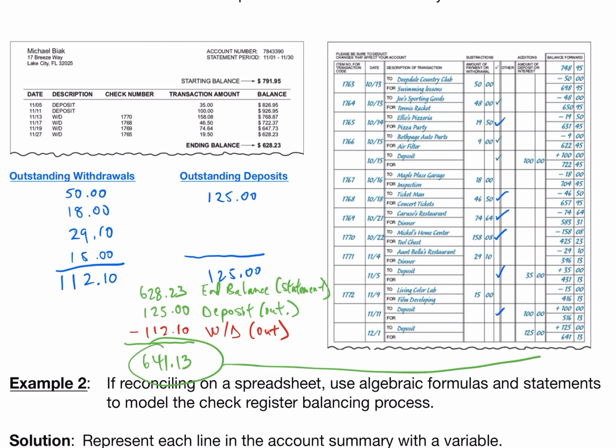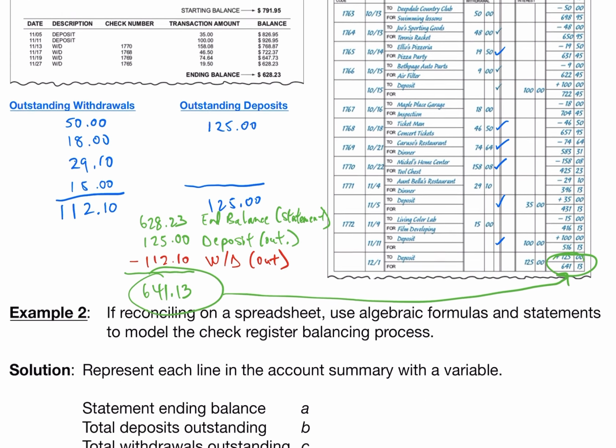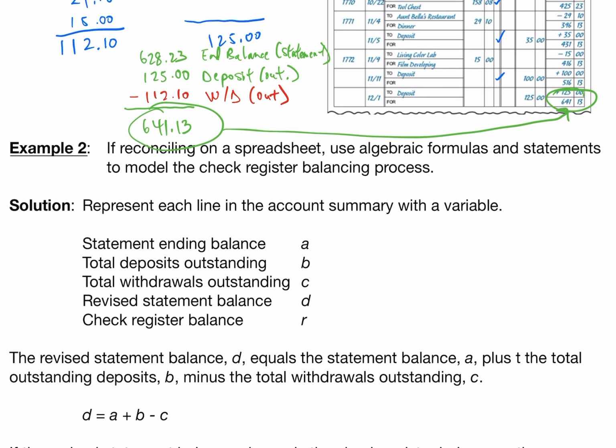Okay, so you'll notice that this amount here matches this amount right here. Okay, so we've essentially reconciled and we made sure that our records and the bank statement records are exactly correct. Okay, now in example number 2, we would do the same exact thing, except we would reconcile this on a spreadsheet.